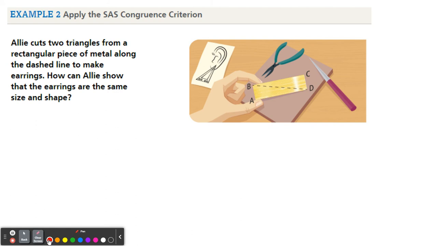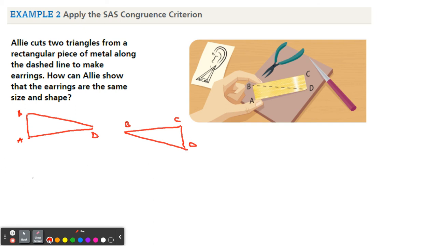All right, so it says, Ali cuts two triangles from a rectangular piece of metal along the dashed line to make earrings. How can Ali show that the earrings are the same size and shape? Okay. So basically what we're trying to do here is we're taking this piece of rectangular metal, we're breaking it into two triangles. I'm going to draw those two triangles right over here. So triangle BAD and triangle BCD. And we want to prove that these two triangles are congruent, that they're the same.